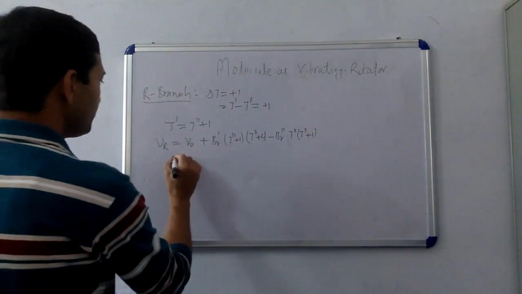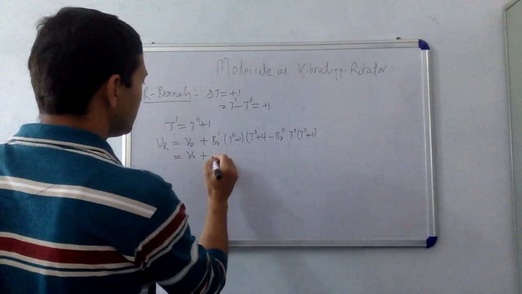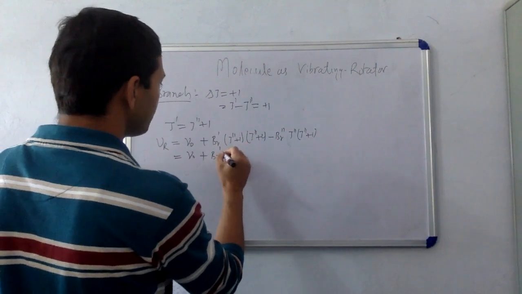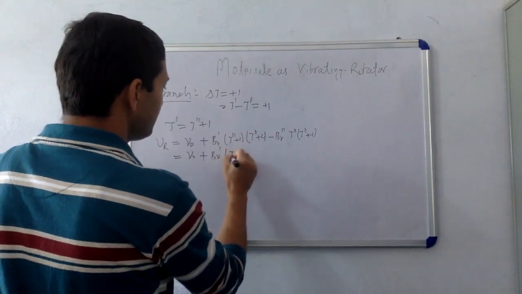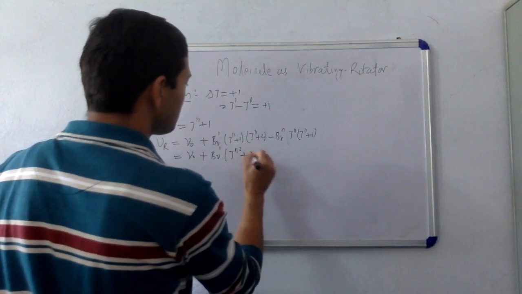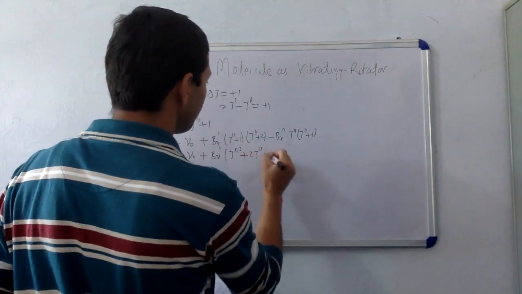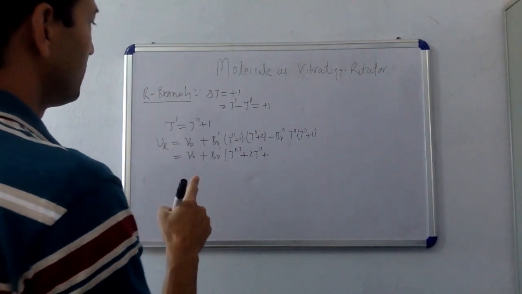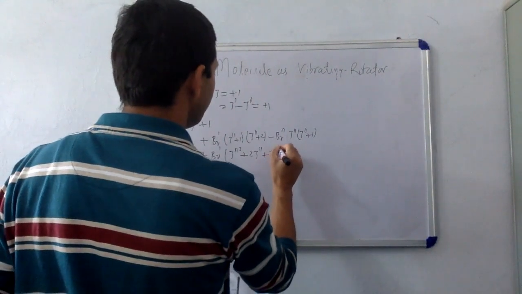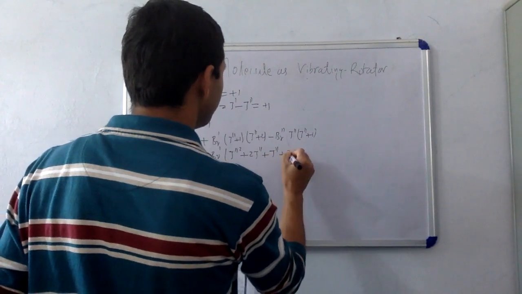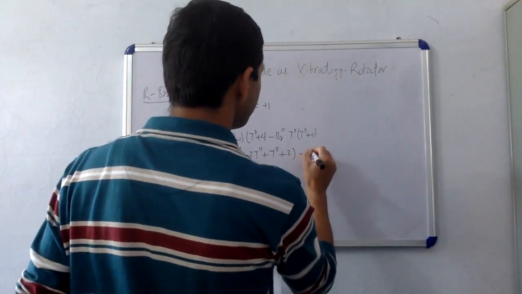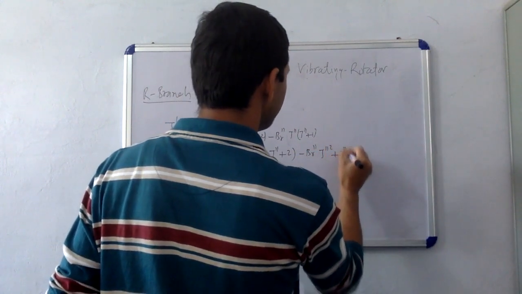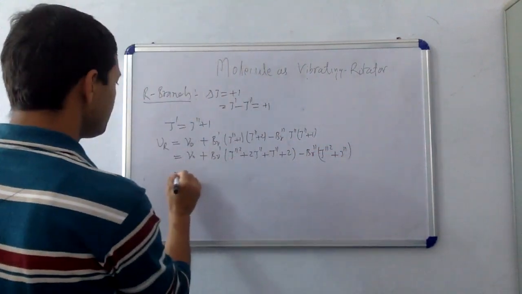And simply you expand this: ν naught plus B of ν prime, this is then J double prime square plus 2J double prime plus J double prime plus 2, minus B ν double prime of J double prime square plus J double prime. Now you rearrange these terms.